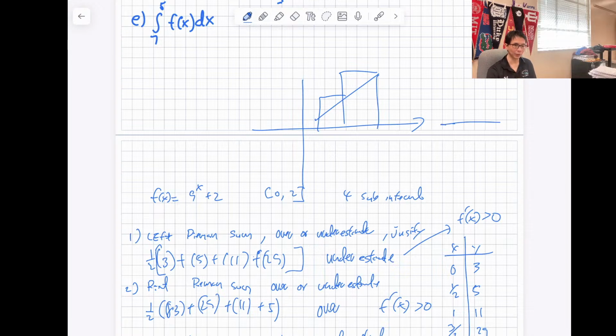Now you could have going under, right? If it's something like this, the right end is gonna be an underestimate if it's decreasing. So it's really based on whether they are increasing or decreasing, like what Lucas said, but we cannot say it's increasing or decreasing. We have to say f prime of x is greater than 0, or f prime of x is less than 0. Does that make sense?